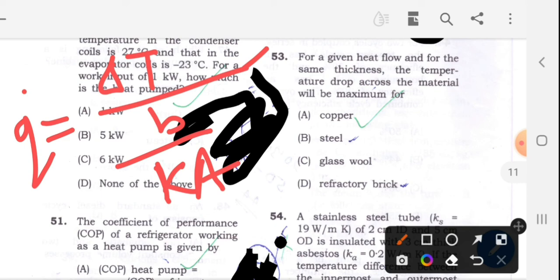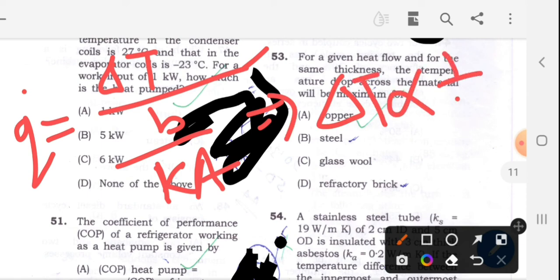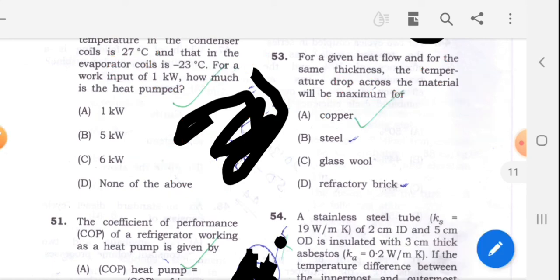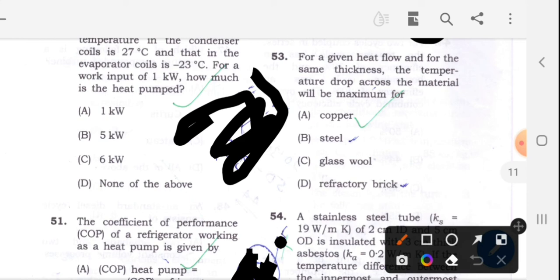From that formula we can write del T, the drop in temperature, is proportional to 1 by K. So as the value of K decreases, the drop in temperature will increase. So the minimum conductive material will be the correct answer, which is glass wool. Glass wool has the minimum conductivity among those materials. Copper has the highest conductivity and glass wool the minimum. So option C is the correct answer for question 53.